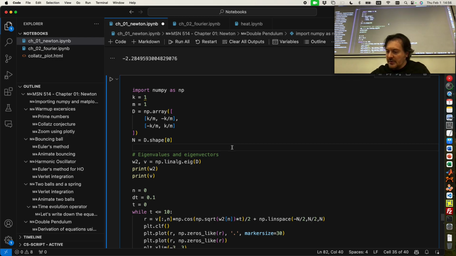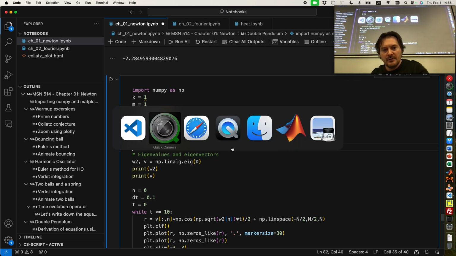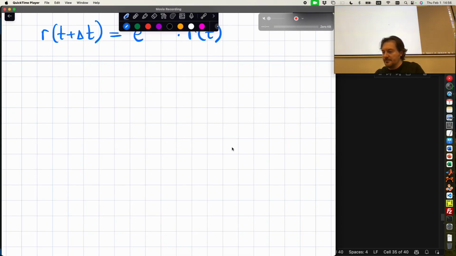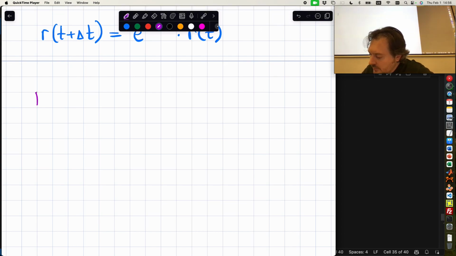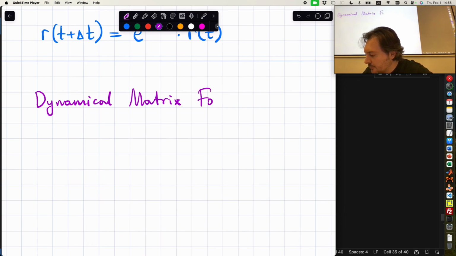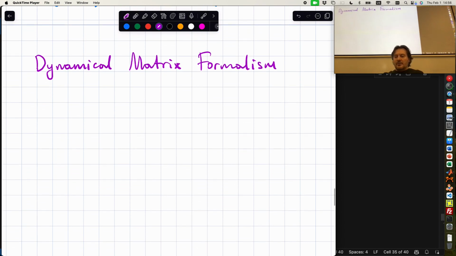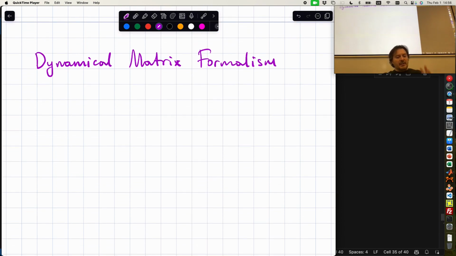Okay, I'm going to introduce you to something that sounds intimidating. It's called dynamical matrix formalism. Okay, have you heard about this? No? So I'm going to go over a particular example, and this will help you. This will even help you with the homework, so it's good.